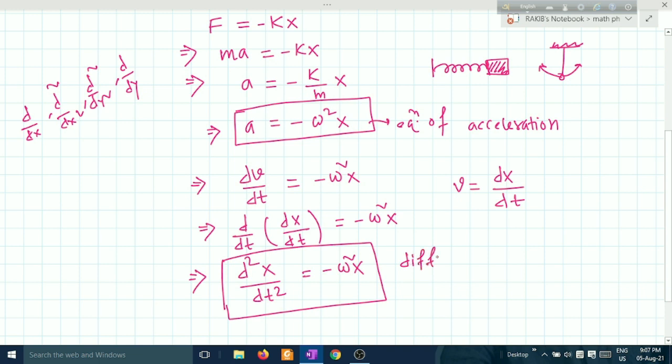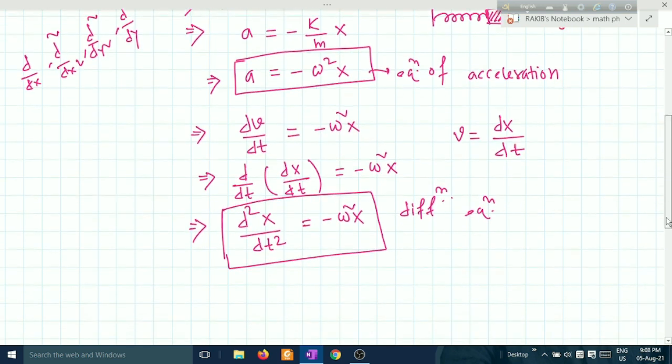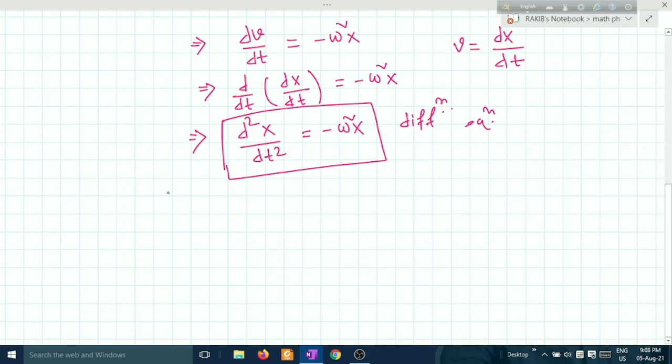This is just an idea of what a differential equation is. The differential equation could be of this form also, dx/dt equals anything, say x plus y. Anything that contains a derivative in the general formulation is called a differential equation.